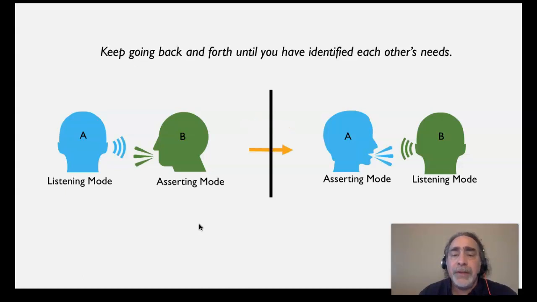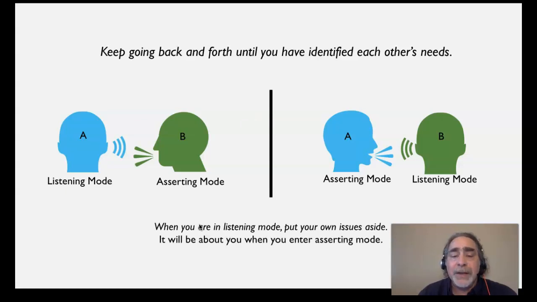And once you've done that, when you're in listening mode, you can put your own issues aside, and you'll be able to do that because you're going to know that at some point you're going to be able to be in assertive mode and the other person will be in listening mode. Keep going back and forth.